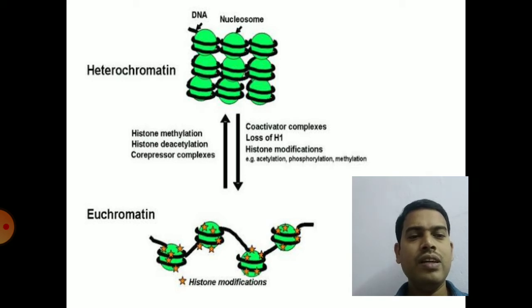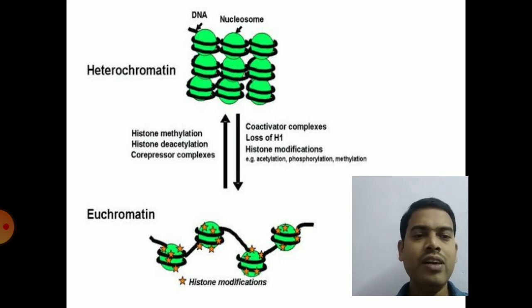So it is the DNA property, whether it has to undergo heterochromatin into euchromatin or euchromatin into heterochromatin, and the status of the cell. If it is an actively dividing cell, immediately heterochromatin will be converted into euchromatin. If it is a non-dividing cell, immediately euchromatin will be converted into heterochromatin.